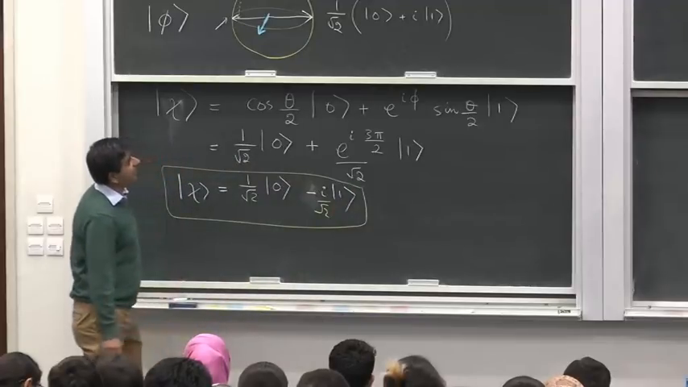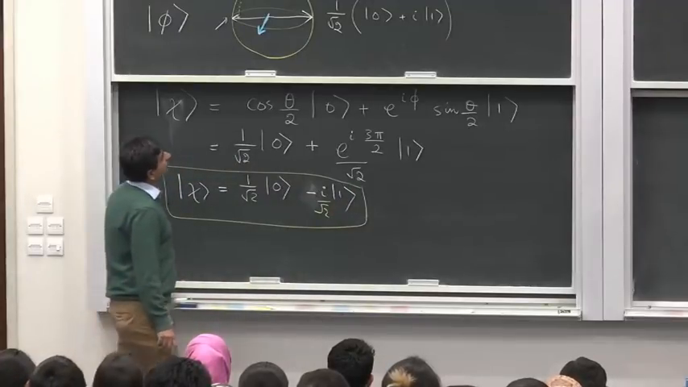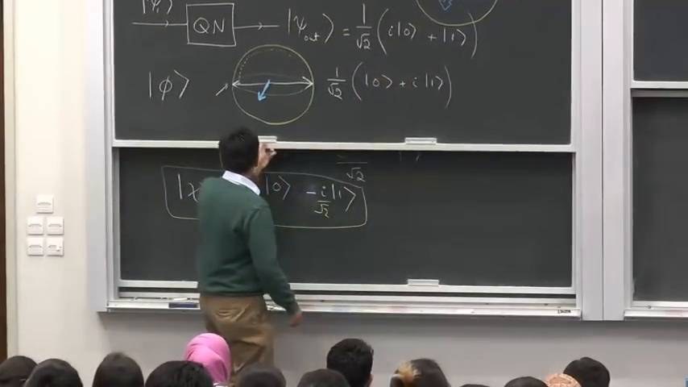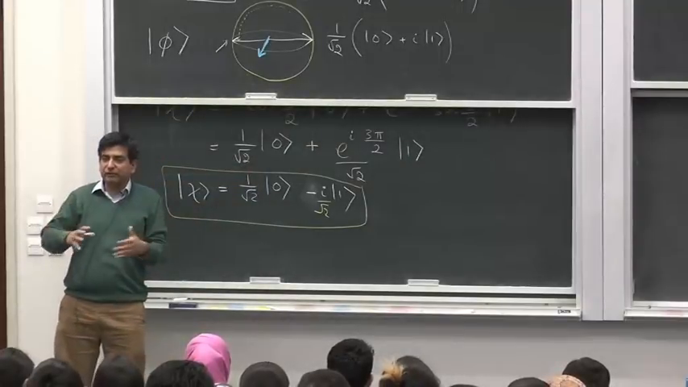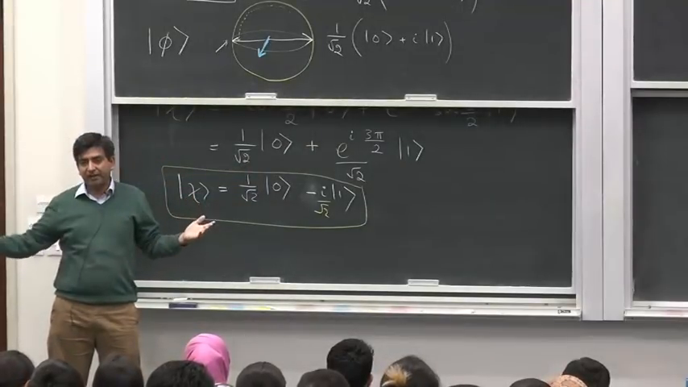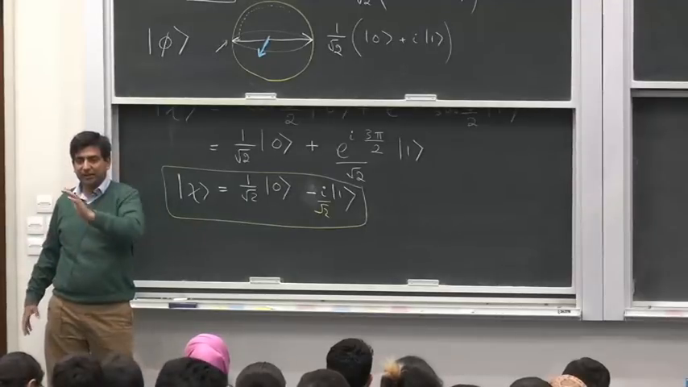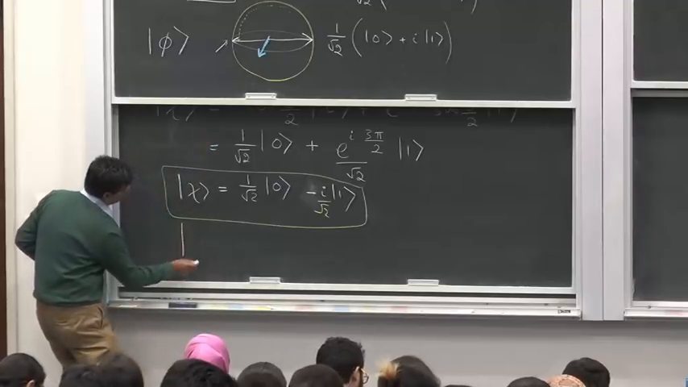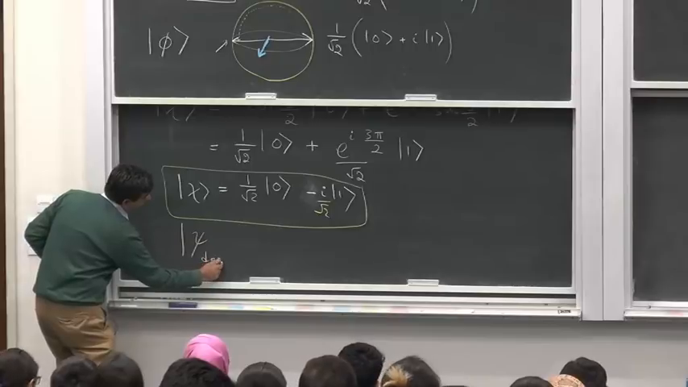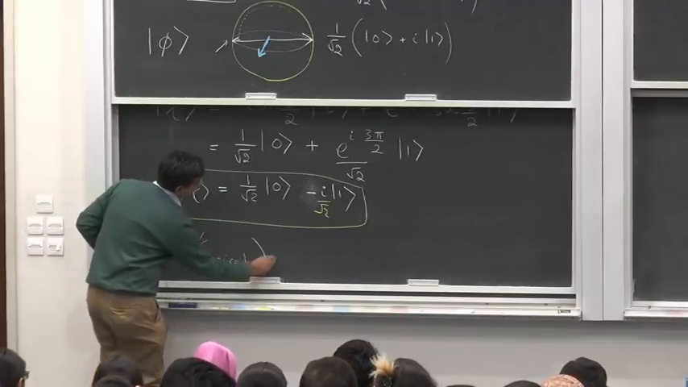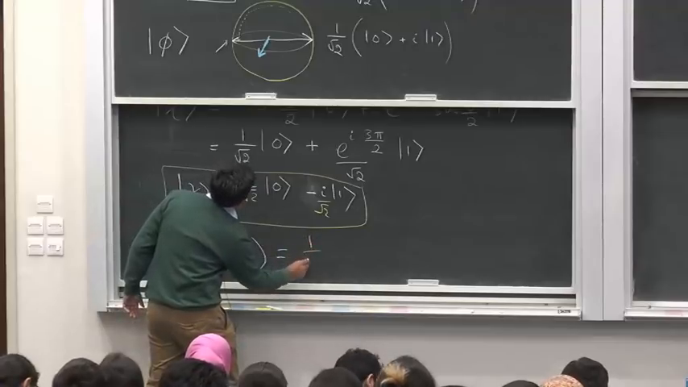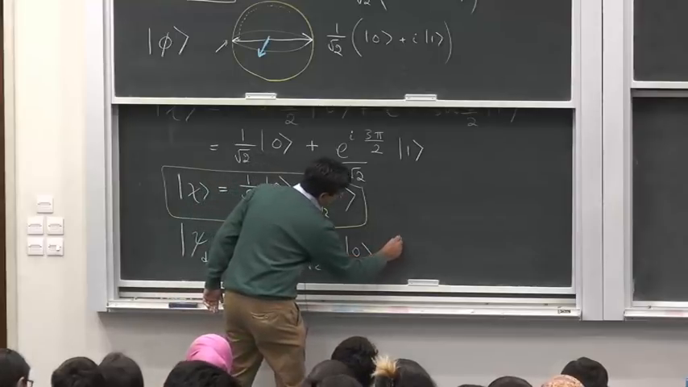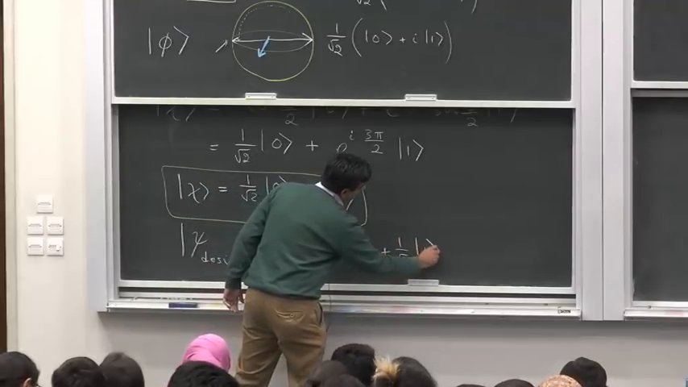But what is my desired output? This is my desired output. So this is my actual output that comes out of the rotation through an angle of 180 degrees about an axis that is along the x-axis. But my desired output, let me rewrite the desired output. Let's call it psi desired, is 1 over under root 2 iota 0 plus 1 over under root 2 iota 1.